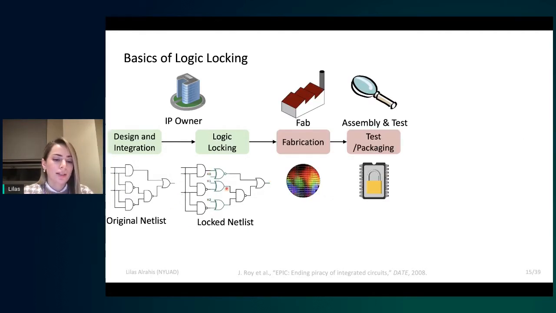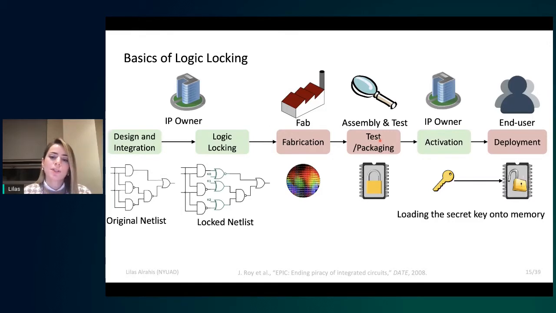So this locked netlist without information regarding the key will be passed to the untrusted stages in the supply chain like fabrication and testing. And then the chips that pass the test will be activated by the IP owner by loading the secret key onto a secure memory on the chip.